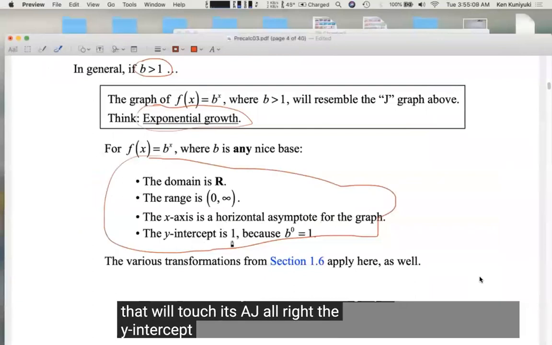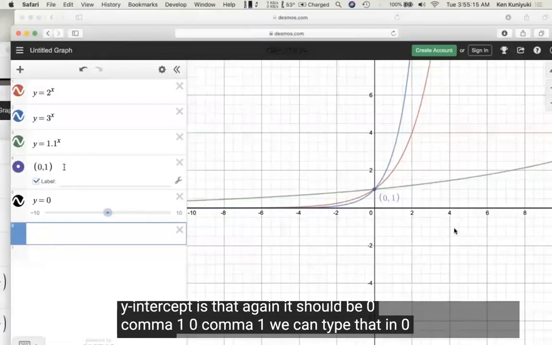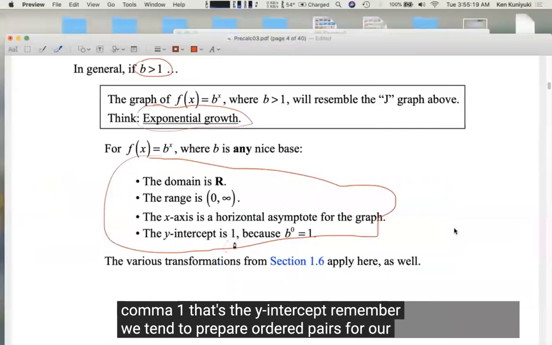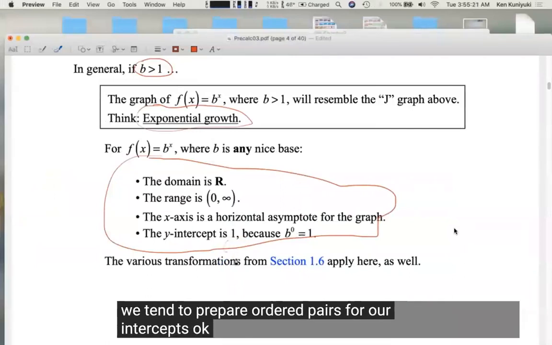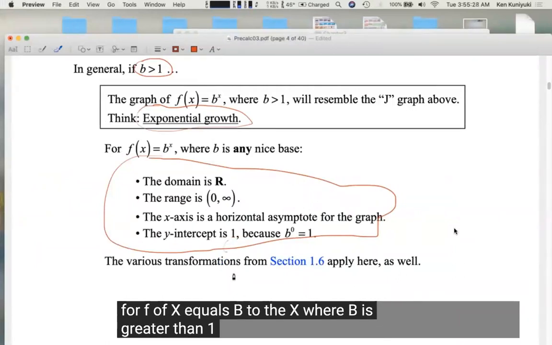All right, the y-intercept is at, again, it should be (0, 1). Type that in, (0, 1). That's the y-intercept. Remember, we tend to prefer ordered pairs for our intercepts. Okay, so those are the features for f(x) = b^x, where b is greater than 1. But what if b is, say, 1/2 or 1/3?